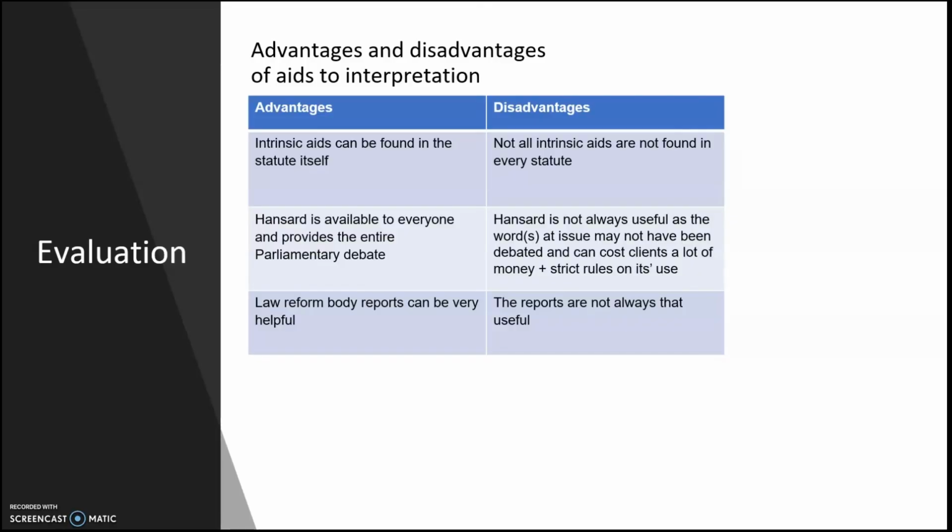The final advantage is that law reform body reports can be very helpful. The law reform bodies, particularly the Law Commission, extensively look at the law and the ways in which it's used, interpreted, and different versions of that and different ways of doing that. So law reform body reports can be really helpful for judges in interpreting particular sections as to what Parliament wanted, etc., particularly for the mischief and purposive approach.